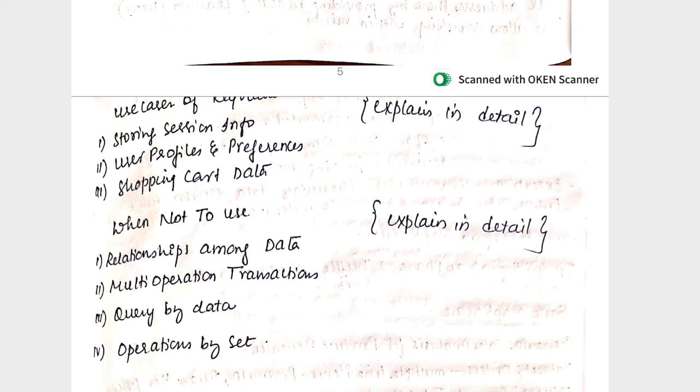Next, we'll look into what the use cases are. Key value stores offer a simple and efficient storage model suitable for applications where data can be represented as individual items with unique keys. So this question is again a 5-mark question, and here, when not to use is again a 5-mark question.